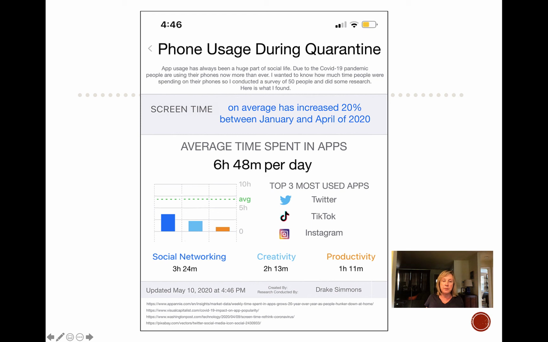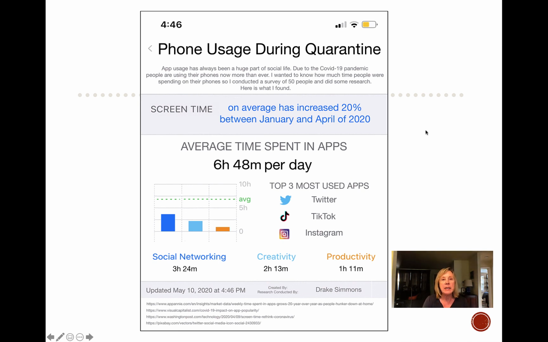Now, you might ask yourself, why not just put the numbers, the hours? Why bother with the chart? But look at that chart for a second. See how visual that is? We see social networking, and we immediately know from looking at it without even reading the numbers that students are spending more time in social networking during quarantine than they were spending doing creative projects or productive projects. So the chart itself triggers a reaction in the viewer, an automatic kind of processing or inference from the chart itself.